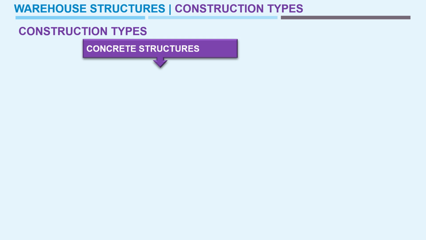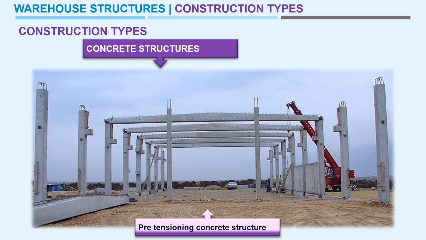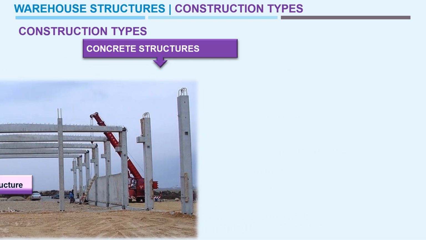Now let us look into concrete structures. This is a pre-tensioning concrete structure, you can see in the image. Here the column and rafter beam are designed in a factory, and the sizes are decided according to the load and the span. Then they are transported to the project site, and the assembling happens using a lifting crane. So this is a pre-tensioning concrete structure. This is another view of a pre-tensioning concrete structure.